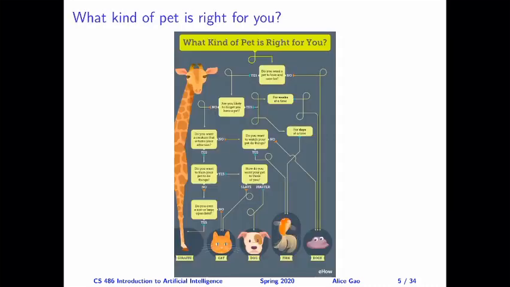The second one is about getting a pet. Depending on whether you want a pet or not, whether you want a high maintenance or low maintenance pet, and whether you want your pet to return your affection or not, you can get different kinds of pets. I traced this tree myself and it turned out that I should get a dog, and I really agree with that.